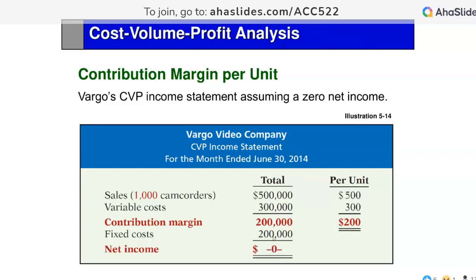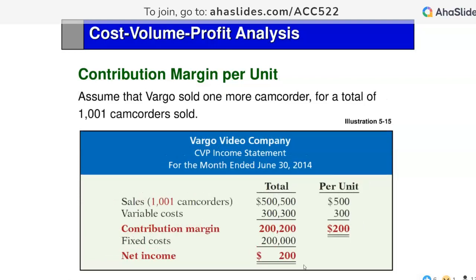I simply take the fixed cost, 200,000, and divide by the contribution margin per unit, and I will get 1,000 camcorders. When I sell 1,000 camcorders, each camcorder contributes $200, and therefore the total is 200,000, and that equals my fixed. So when the total contribution margin equals the fixed, I'm at zero profit.